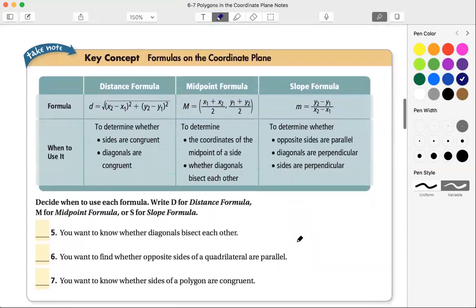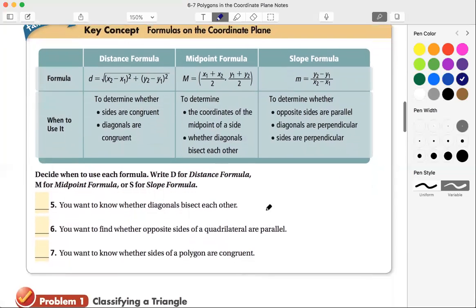Okay, so, formulas in the coordinate plane. These are formulas we're going to be using, and you may have used them before. The distance formula is used to determine if sides are congruent or if diagonals are congruent. We're going to use the midpoint formula to see the coordinates of the midpoint of a side and whether diagonals bisect each other. And we will use the slope formula to determine if opposite sides are parallel, if diagonals are perpendicular, and if sides are perpendicular. To decide when to use each formula, we're going to write D for distance, M for midpoint, and S for slope.